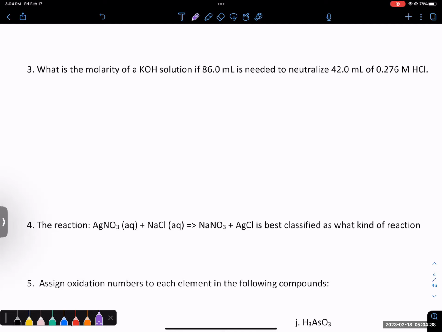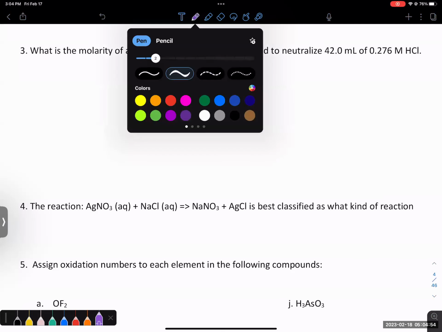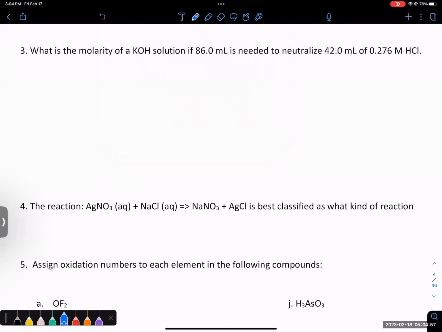Thank you. So what is the molarity of a KOH solution if 86 milliliters are needed to neutralize 42 milliliters of 0.276 molar HCl solution? What is our first step? That should always be your first step: write the equation. So potassium hydroxide plus HCl, what will be our products in this case? Potassium chloride and water.